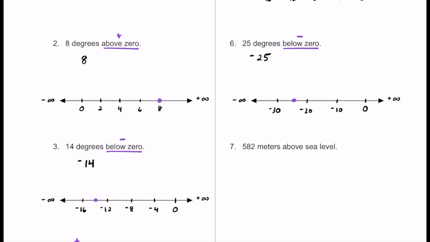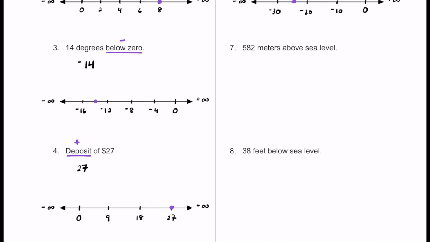Next, for number 7, we have 582 meters, and this is going to be above sea level. Now, if it's above sea level, it's going to be higher up, so that's going to be positive as opposed to negative. So it's going to be a positive integer of 582, not negative 582. That would be below sea level.